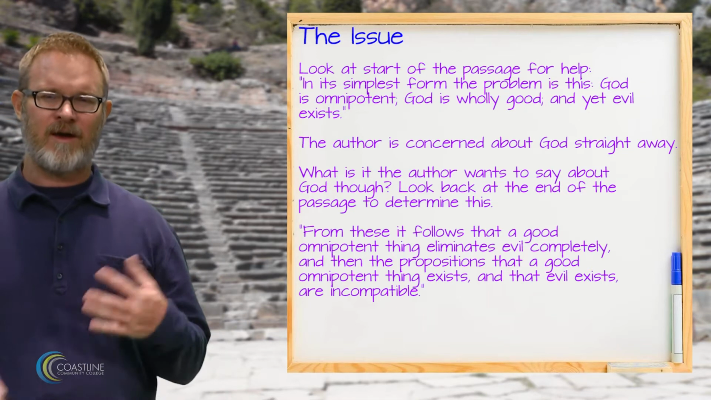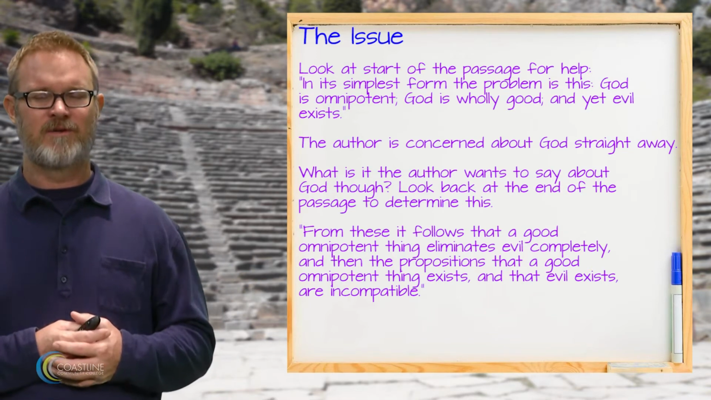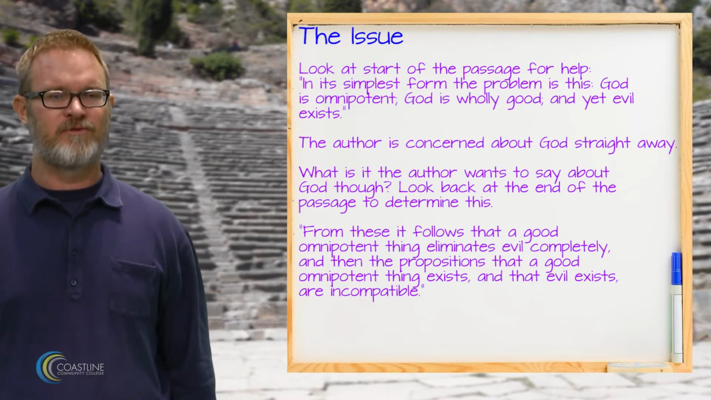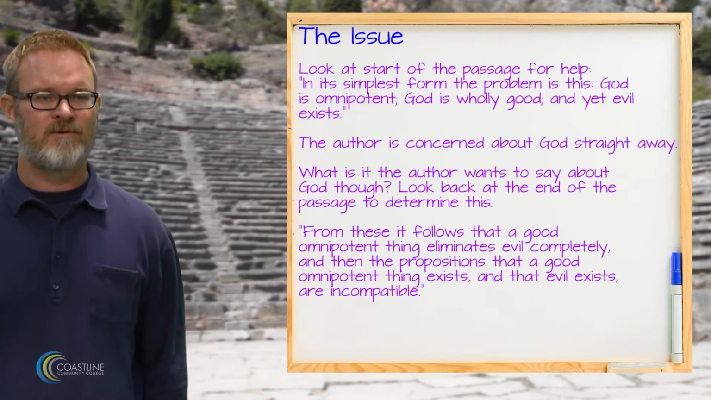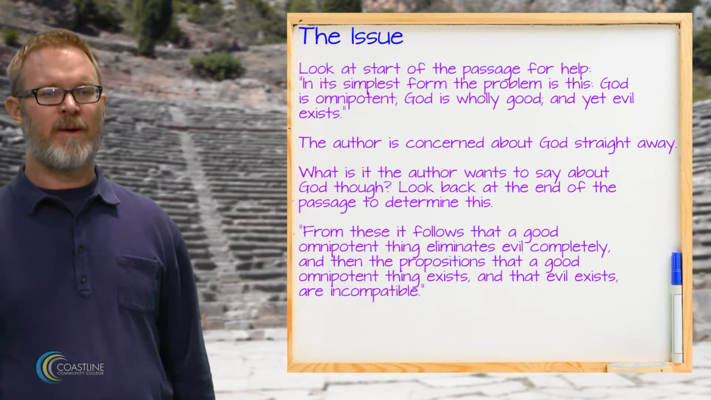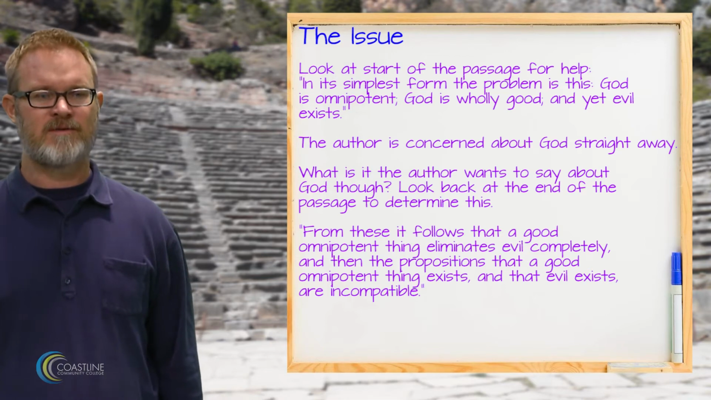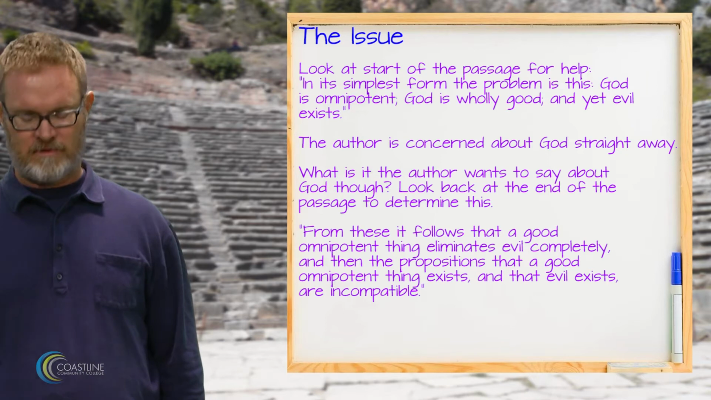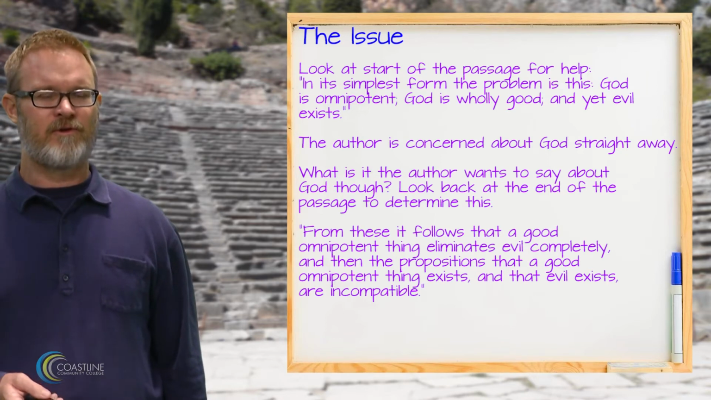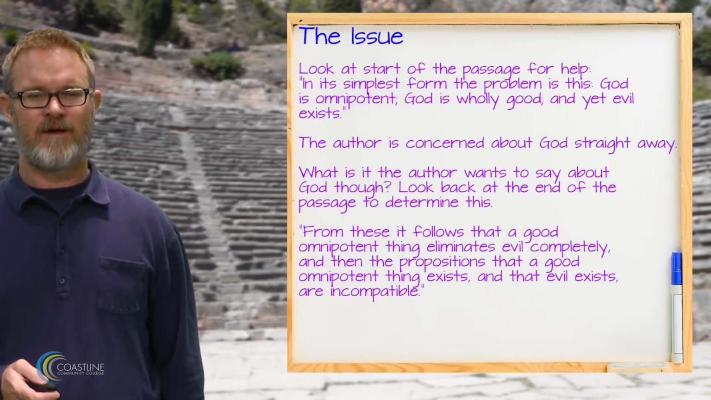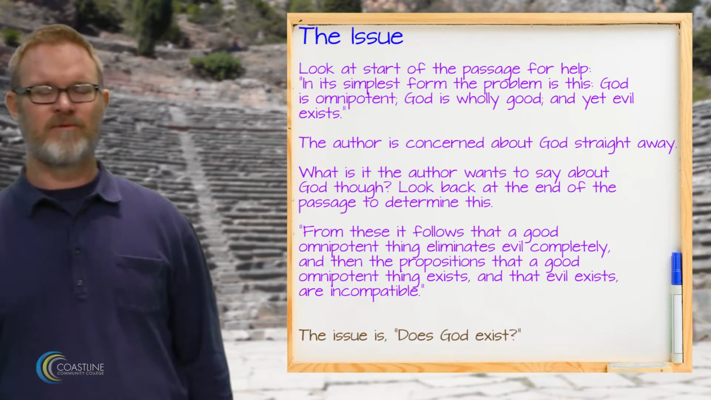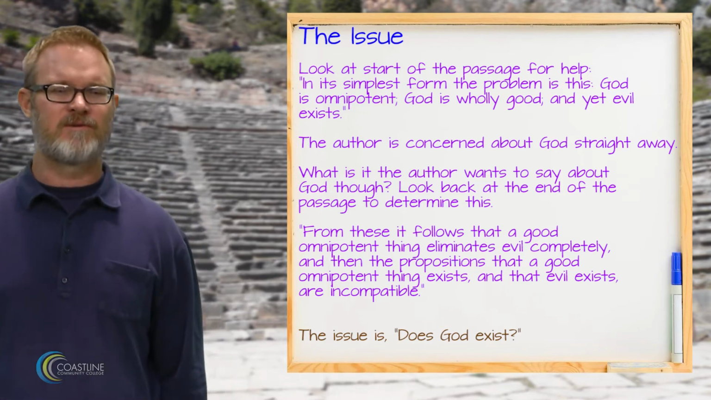If you look back at the end of the passage, you can see an indication of that. He says at the very end, from these it follows that a good omnipotent thing eliminates evil completely, and then the propositions that a good omnipotent thing exists and that evil exists are incompatible. So here it seems that the author is worried about the existence of God. And that is actually the issue of the passage, whether or not God exists, right?